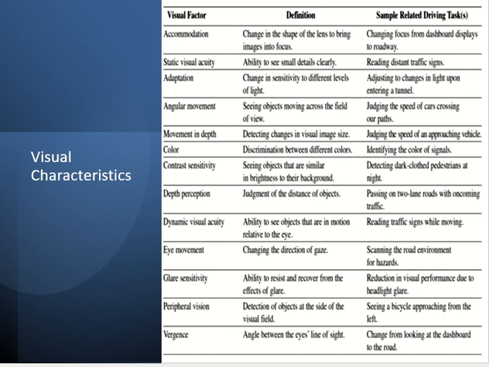So all these different abilities are used, and you can see examples of how and where they are used on the road while you are driving. Clear? Any questions? Okay.